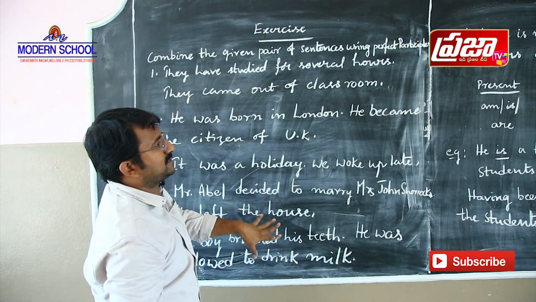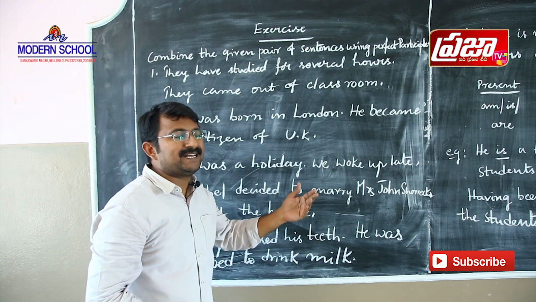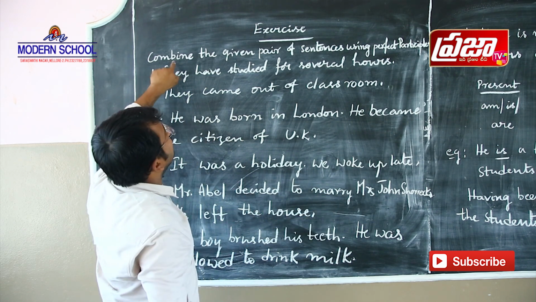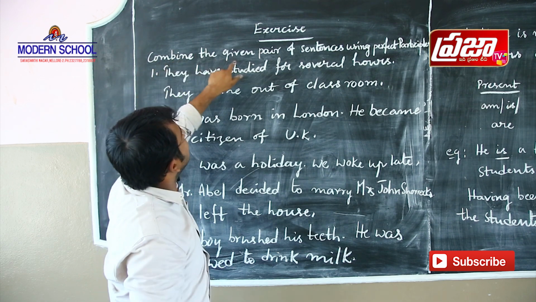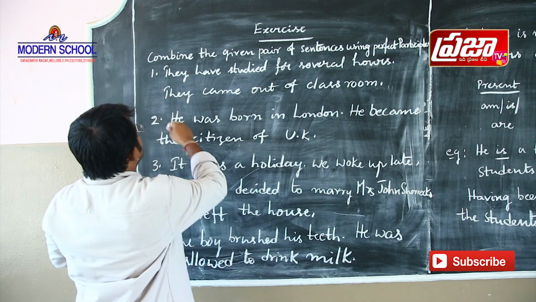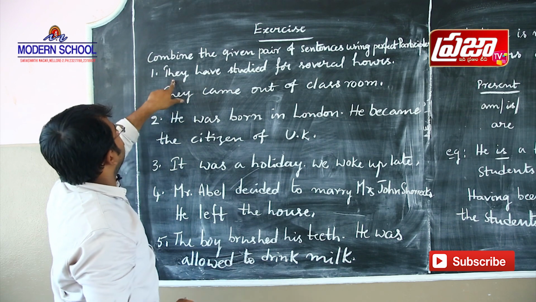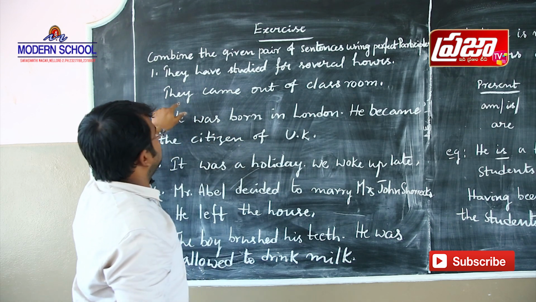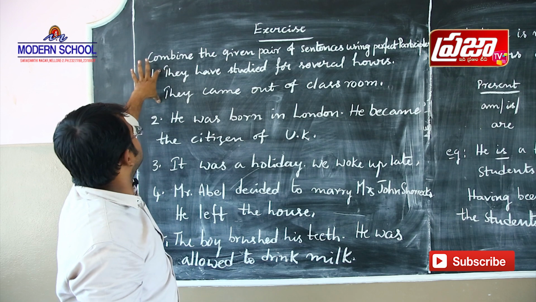If you practice this exercise, you can answer whatever question is asked in the public exam. So see here, the Roman question: combine the given pair of sentences using the perfect participle. Here I gave you 5 sentences to practice. The first sentence is, they have studied for several hours. They came out of the classroom. That is the first one.